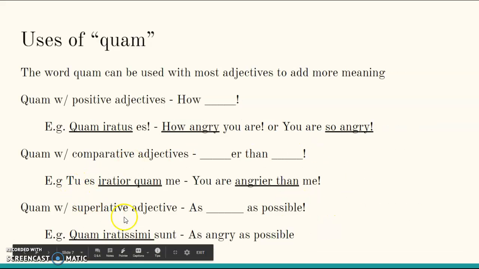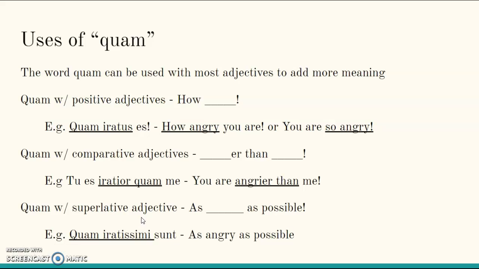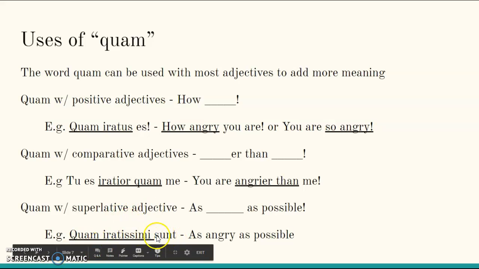If you see quam with a superlative adjective, then that kicks it up another notch from the blankest or very blank to mean as blank as possible. I call this the Super Saiyan superlative. Quam iratissimi sunt. They are as angry as possible. Notice I just have as angry as possible. The sunt means they are, and I just left that out. That's my mistake. So quam iratissimi sunt. They are as angry as possible.